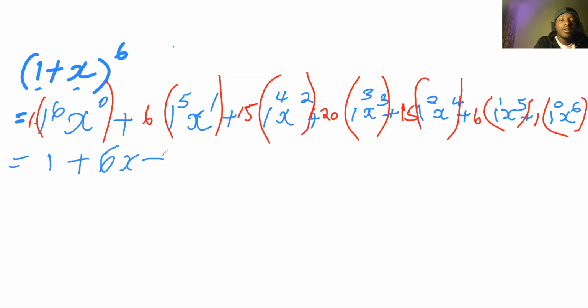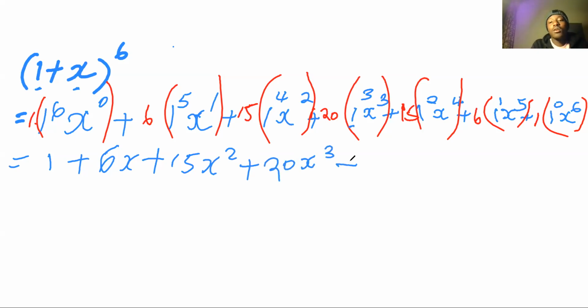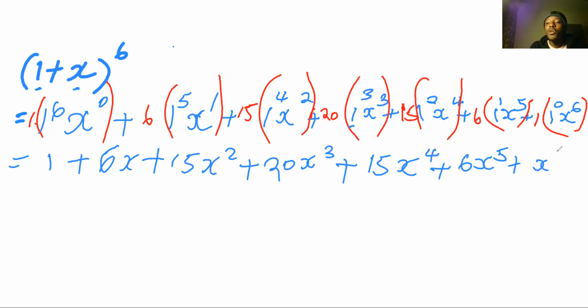And then plus 1 to power 4 is 1. X squared is x squared. So it's 15 x squared. Plus 1 to power 3 is 1. X to power 3 is x cubed. So plus 20 x cubed. Then the next one will be x to power 4, because 1 to power anything is 1. So 15 x to power 4. What's next is 6x to power 5 and plus x to power 6.